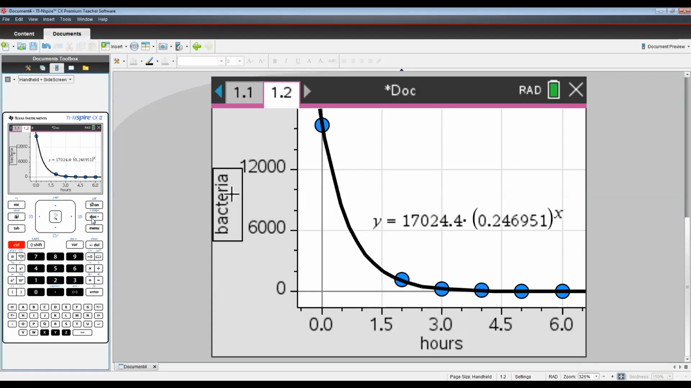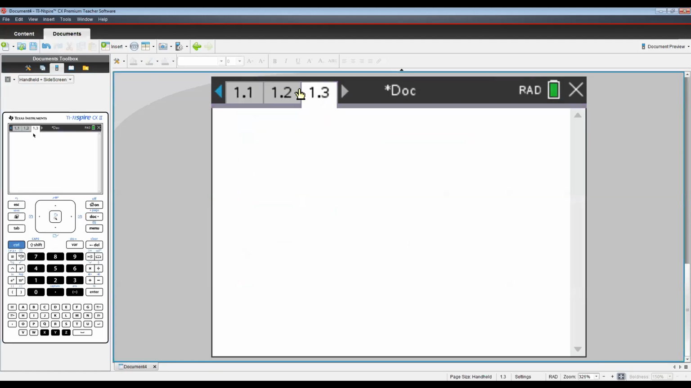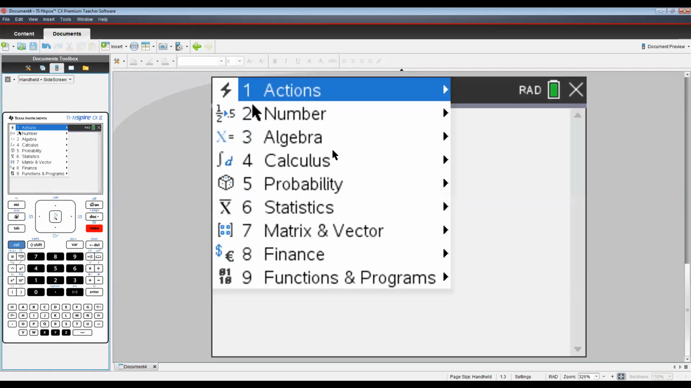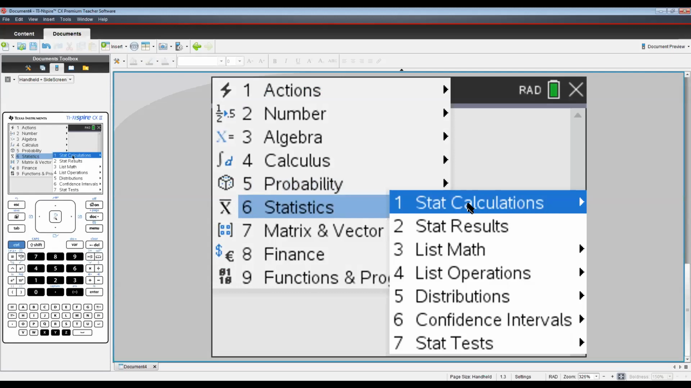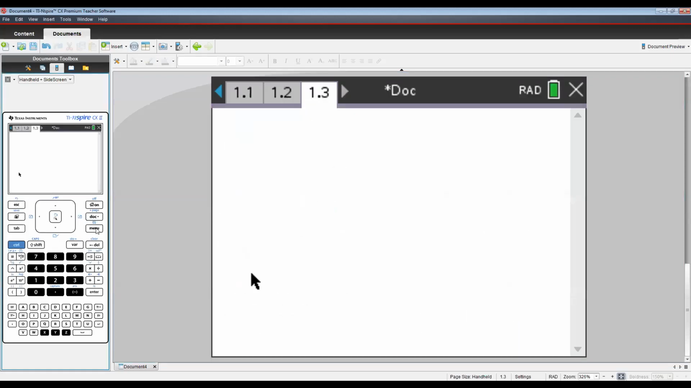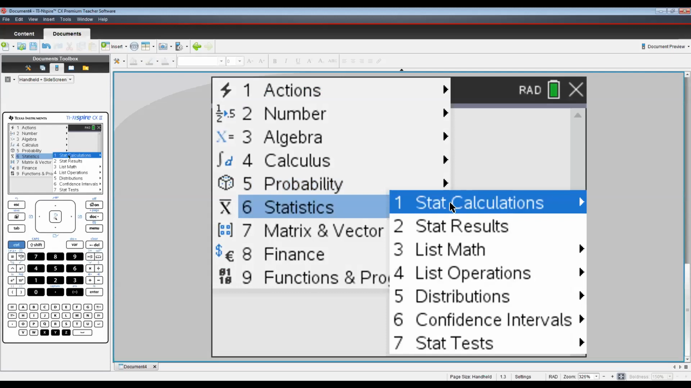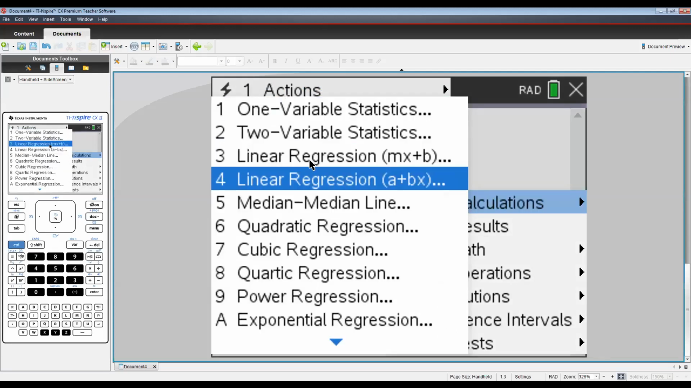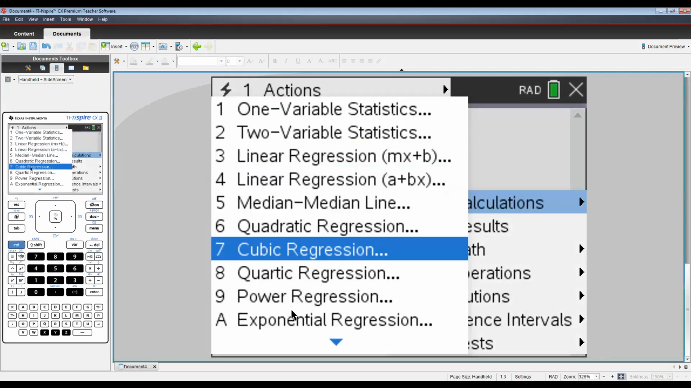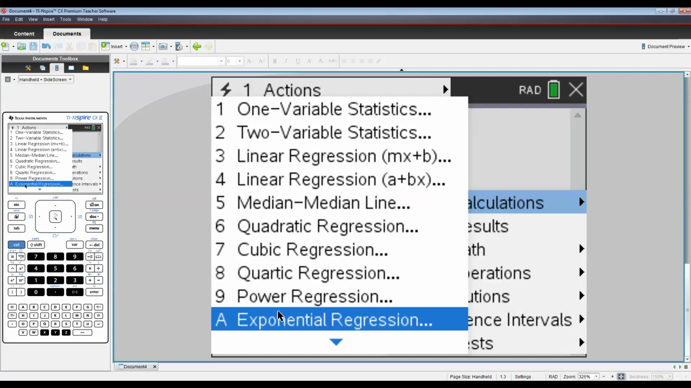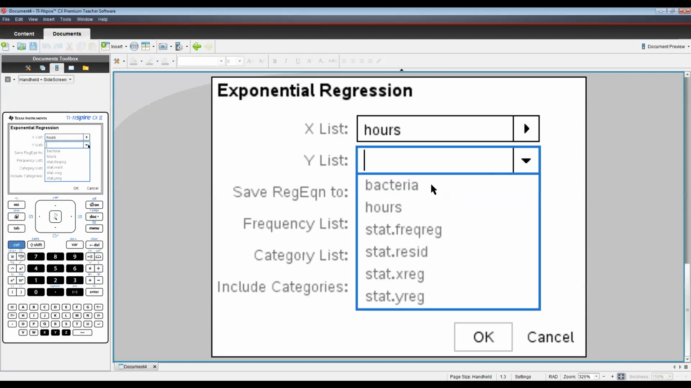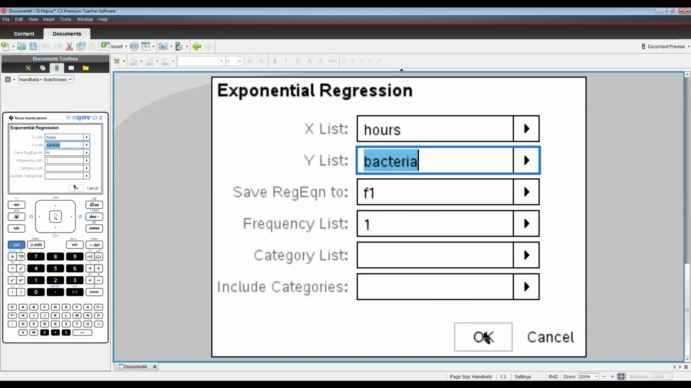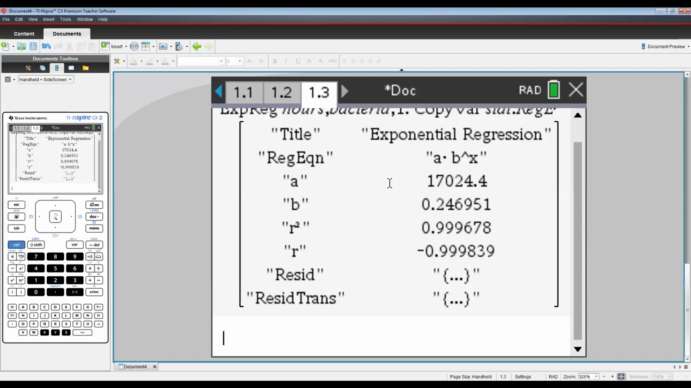So here we go. You could also do this the old way by using a calculator page, right? We can go to menu, stats, stat calculations, and instead of linear regression here, you would go all the way down to choice A, right, which is the exponential regression. For your x value, that was hours. For your y value, that was bacteria. You hit OK, and you get this kind of thing again, right?